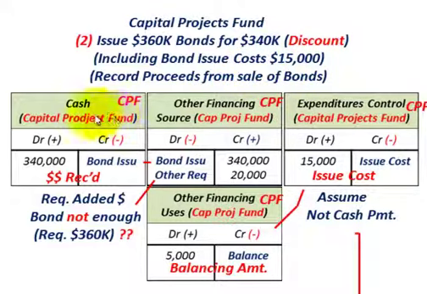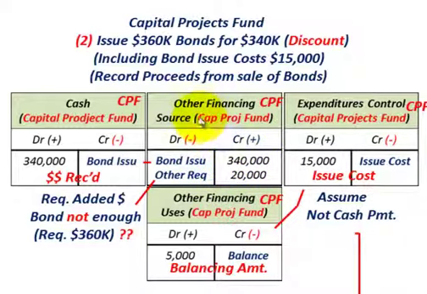Moving over under our capital projects fund, in the cash account, we would debit it for $340,000, the amount we received on the bond issue. Then moving into our other financing sources account, again in the capital projects fund, we're going to credit it for $340,000, the amount we received on the bond issue.